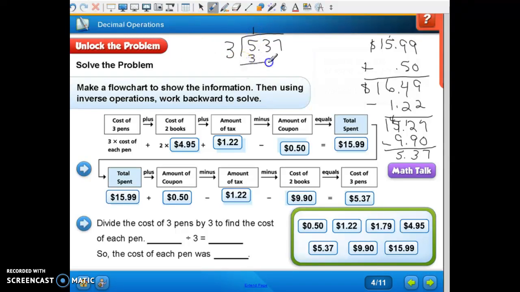3 goes into 5 once. We have 2 left over. Bring down our 3. 3 goes into 23 7 times. Put your decimal up in your answer. That's 21. We have 27 left over, and 3 goes into 27 9 times. So we took our 537, we divided it by 3, and we got $1.79. So the cost of each pen was $1.79.